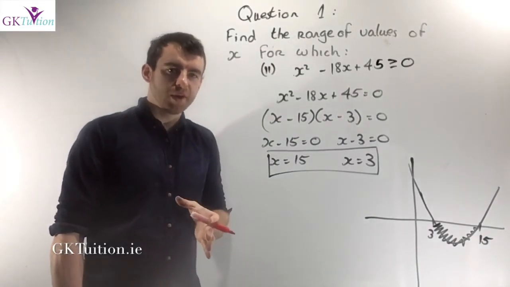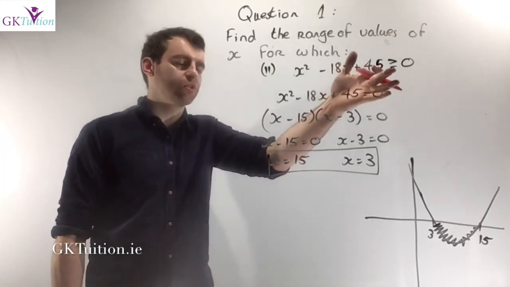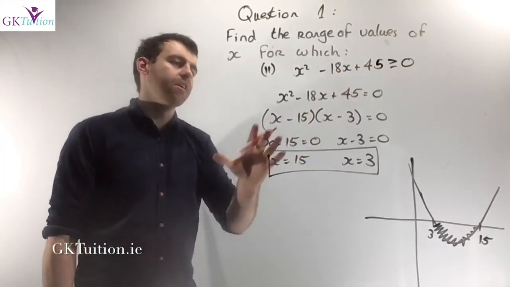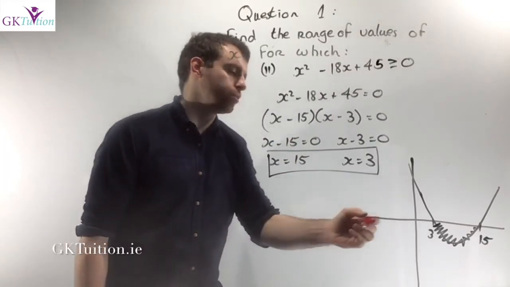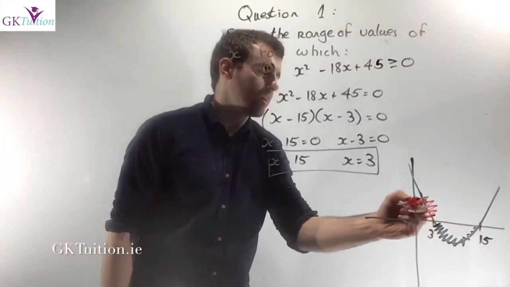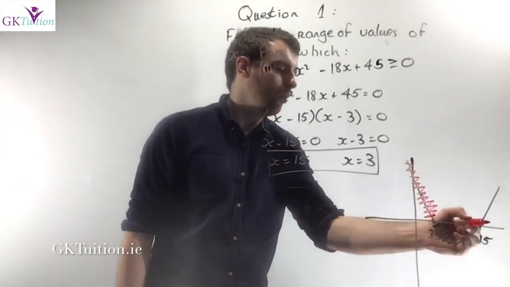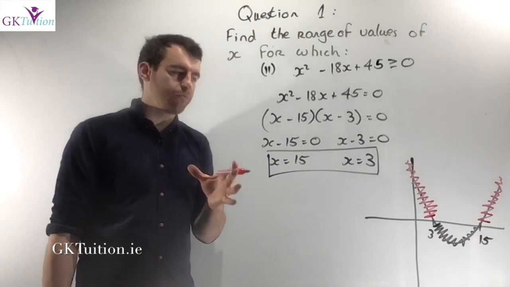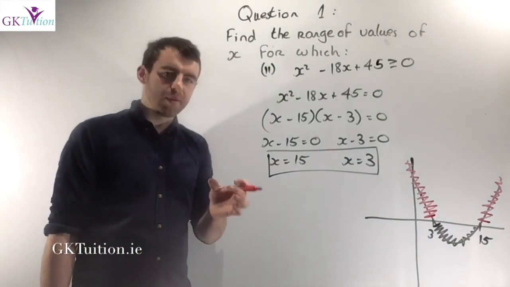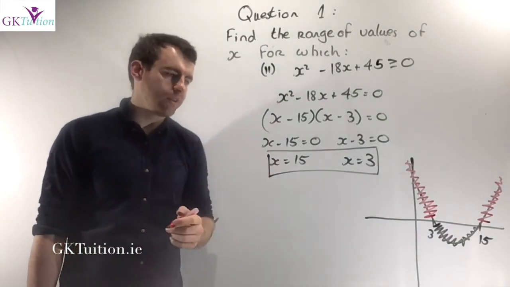The second part of the question was exactly the same, except I just swapped the quadratic. I now want you to tell me, when is the quadratic greater than or equal to 0? So once again, you'd sketch your quadratic, but the quadratic is greater than or equal to 0 when it's above the x-axis. Notice that this time it's two separate regions. If it's two separate regions, then I need to get two separate answers.